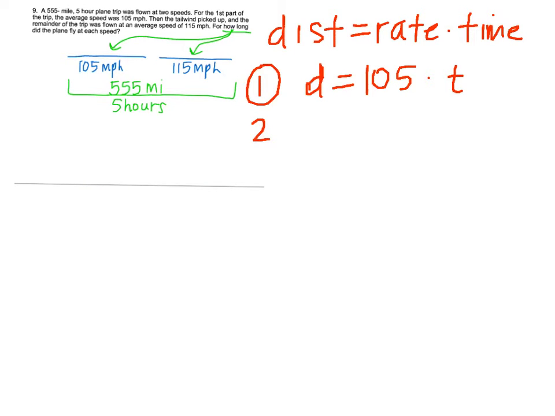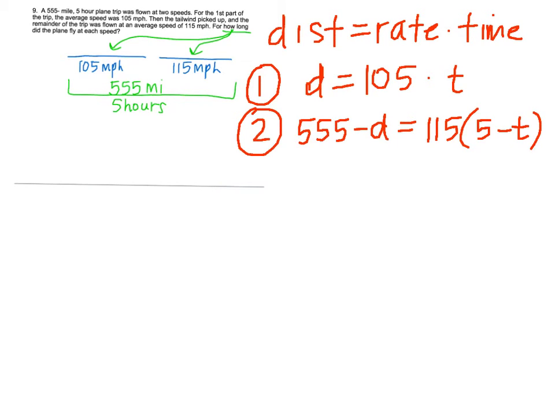For the second part of our trip, we still don't know the distance, but since we know the total distance is 555 miles, we can write this part of the equation as 555 minus t. That's going to pull the distance from the first part of our trip, which will add up to our 555. That's going to equal, we know our rate is 115, and our time in this case, just like we did for distance, is going to be the total 5 hours minus the time for the first part of the trip.